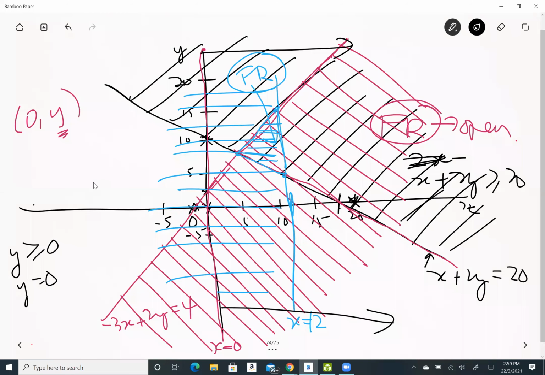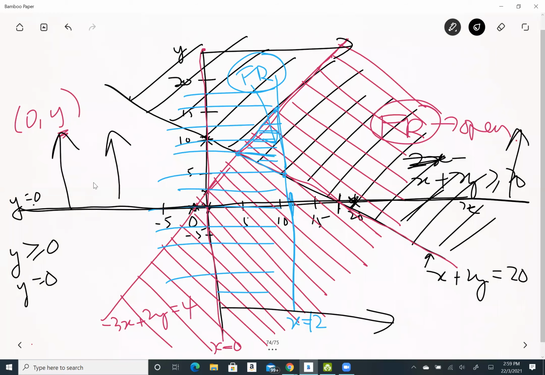Horizontal, the x-axis. So that is y equal to 0. And then y bigger than 0 is all the points up there. When you take into account x bigger or equal to 0, y bigger or equal to 0, then we are only talking about this quadrant. You call it quadrant number 1, the first quadrant.